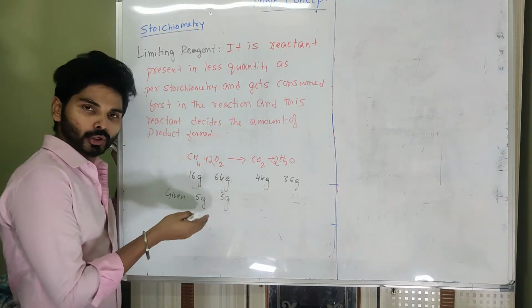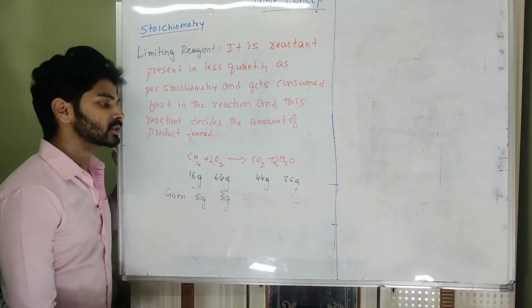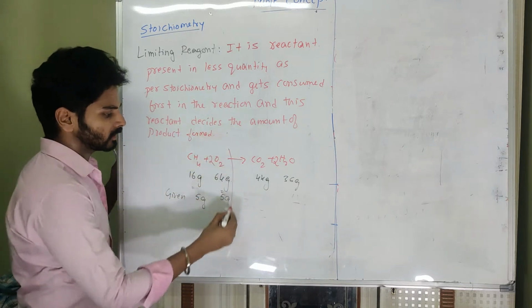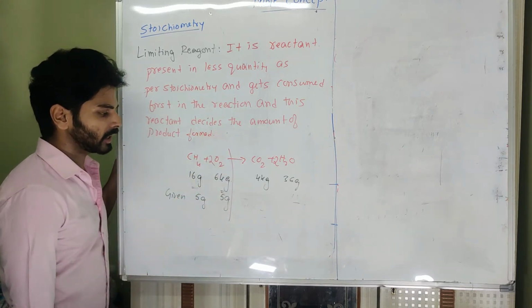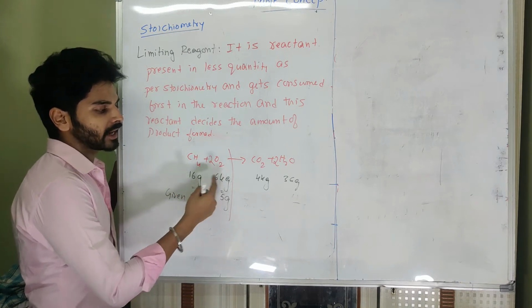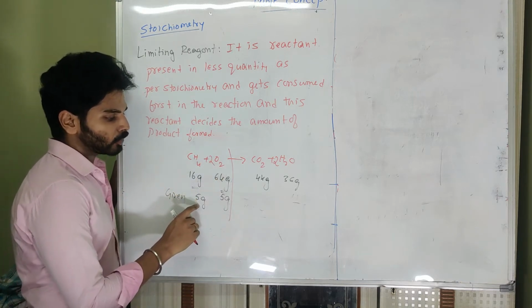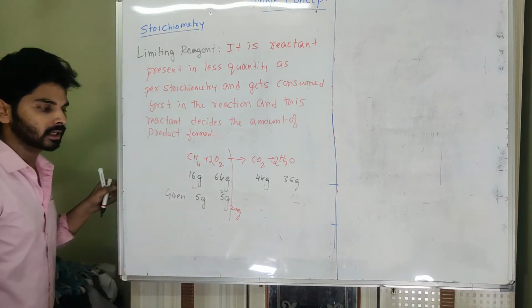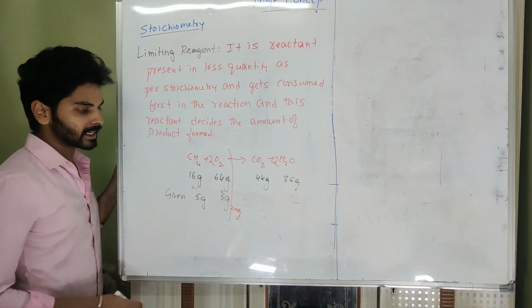You may find both are given in equal quantity. Whether it is in the stoichiometric ratio? No, it is not in stoichiometric ratio. That we have to find out. So let us find that out. Stoichiometry says that 16 gram needs 64, that means 4 times greater. So 5 grams of methane needs 4 times greater, that means what is needed is 20 gram of oxygen. This is what stoichiometry is expecting.